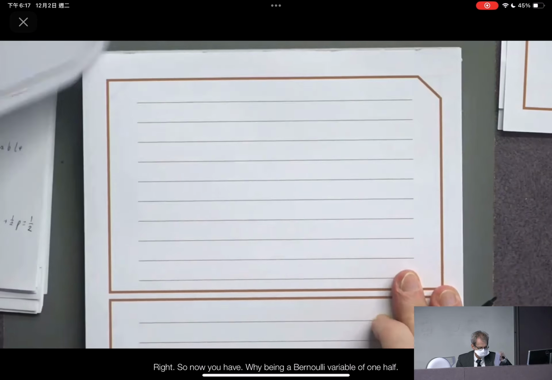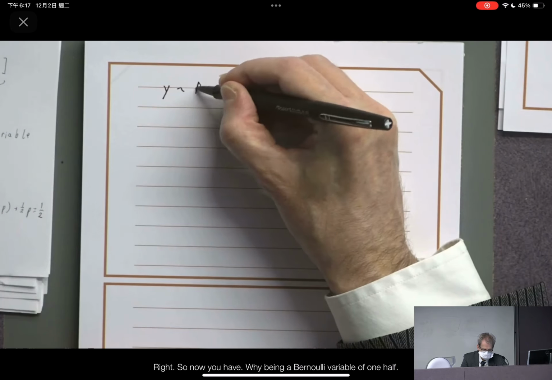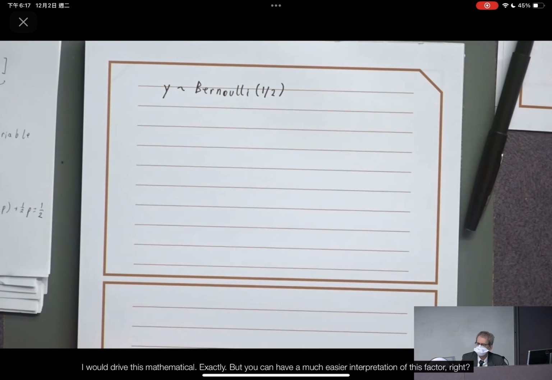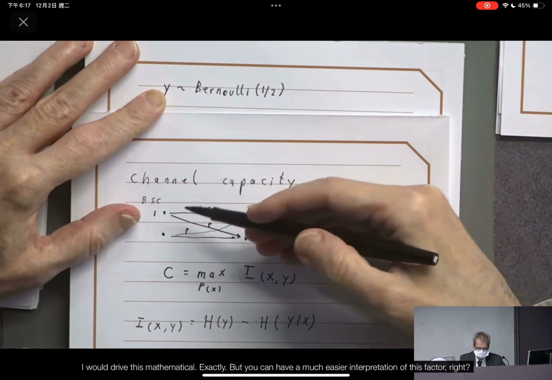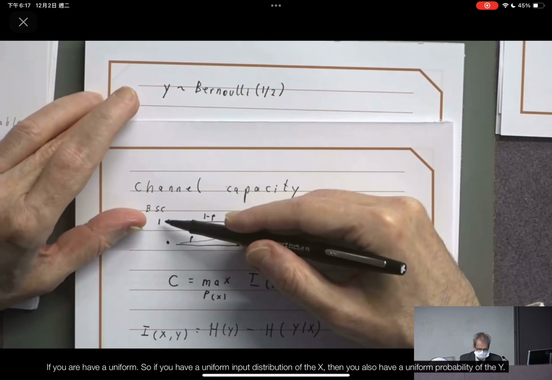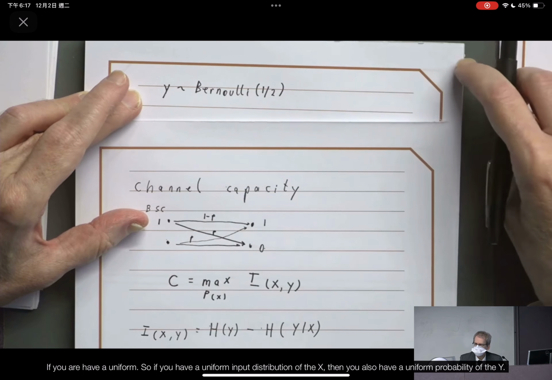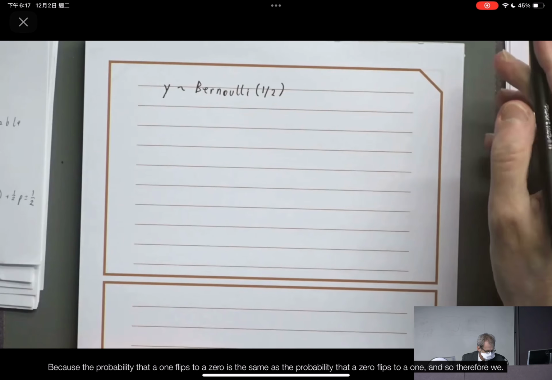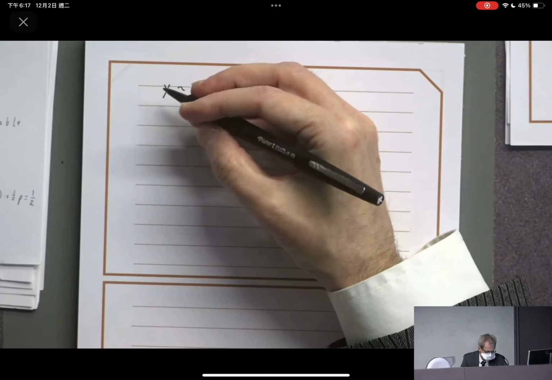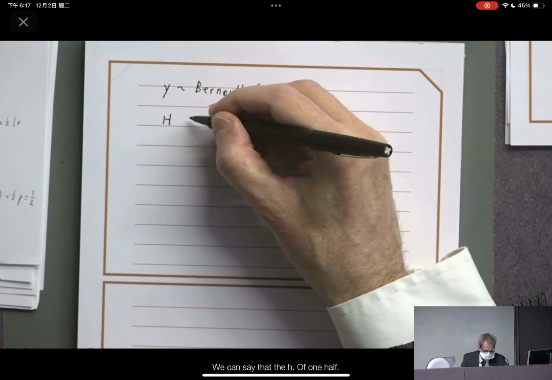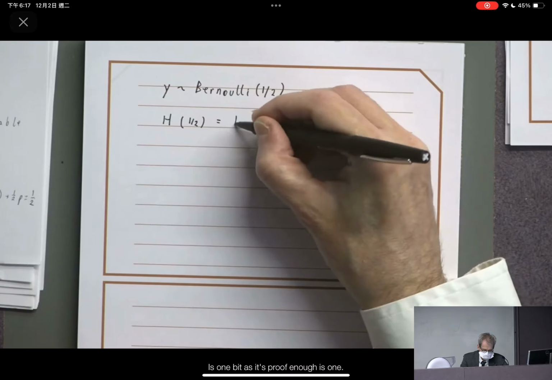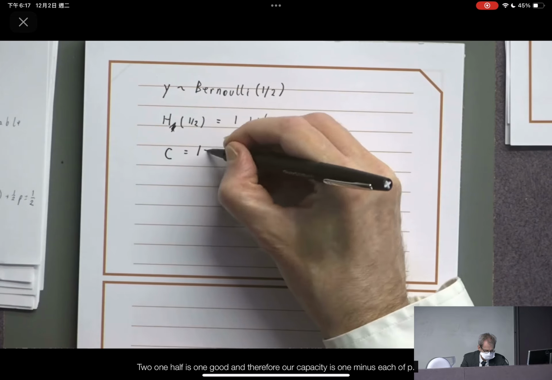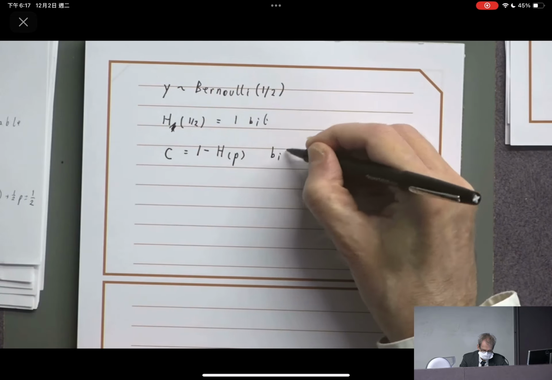Right? So now you have y being a Bernoulli variable of 1/2. We derive this mathematically exactly, but you can have a much easier interpretation of this fact. If you have a uniform input distribution of the x, then you also have a uniform probability of the y, because the probability that the 1 flips to a 0 is the same as the probability that the 0 flips to a 1. Therefore we can say that h of 1/2 is 1 bit, and therefore our capacity is 1 minus h of p bits.